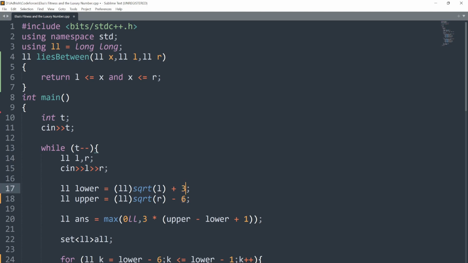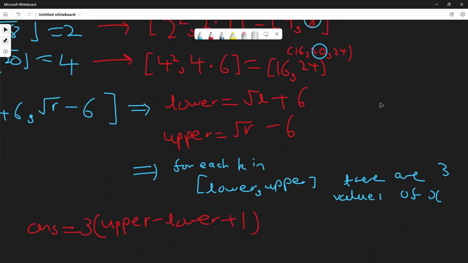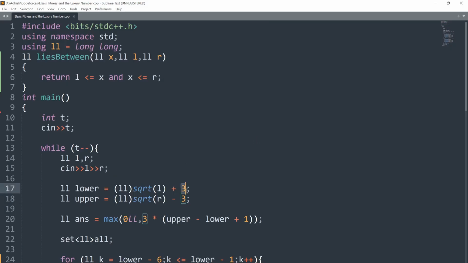You can keep it as 3, or you can keep it as really any number, as long as you know for sure that R square will be less than R, and R into R plus 2 will also be less than R, and that works for the upper square root of R minus 3. So that's why lower and upper is initialized to this, and answer is 3 times the number of values of k in that range. Now the border cases.